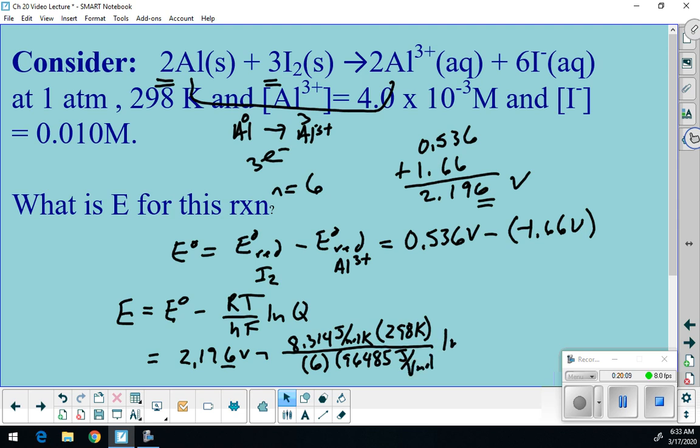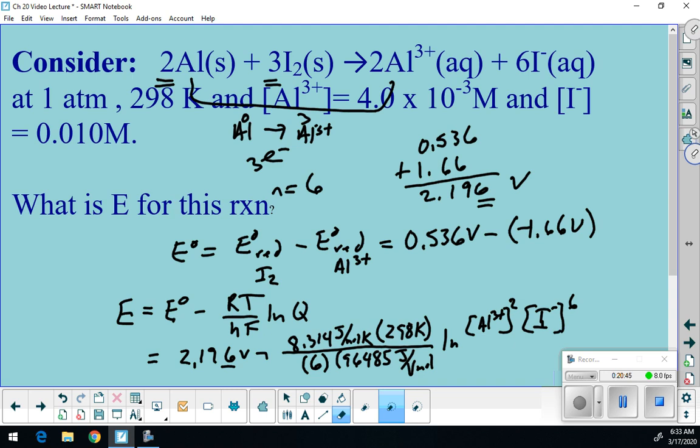And then what's my Q? My Q is going to be concentration of my aluminum, right? Concentration of my aluminum, what? Well, it's squared. Concentration of my iodide to the 6th over the concentration of 1, right? That's it. Good. So I don't have anything in the denominator here. Let's get rid of that line then. There we go. Cool. I think that is it.